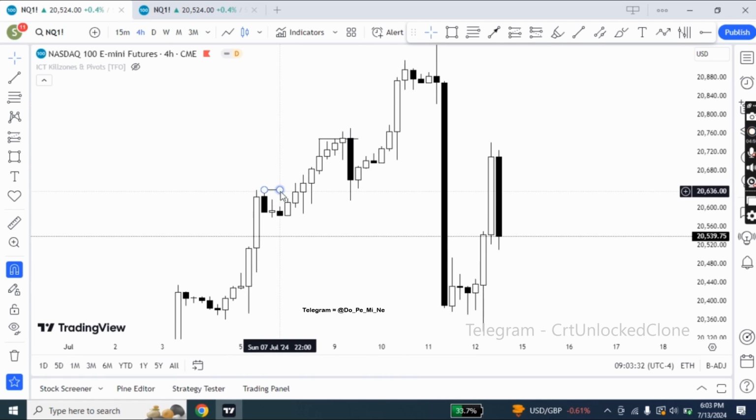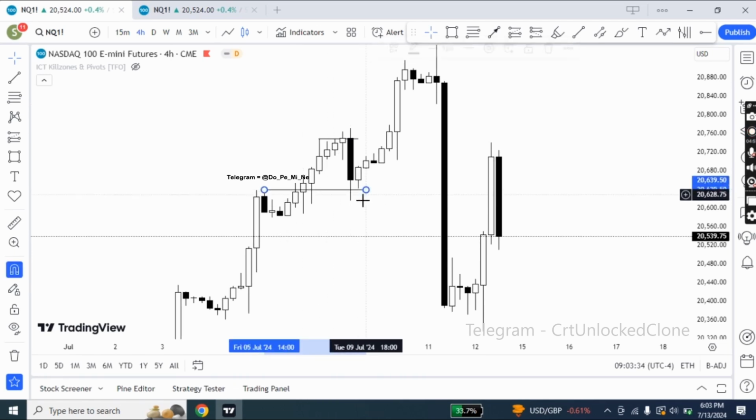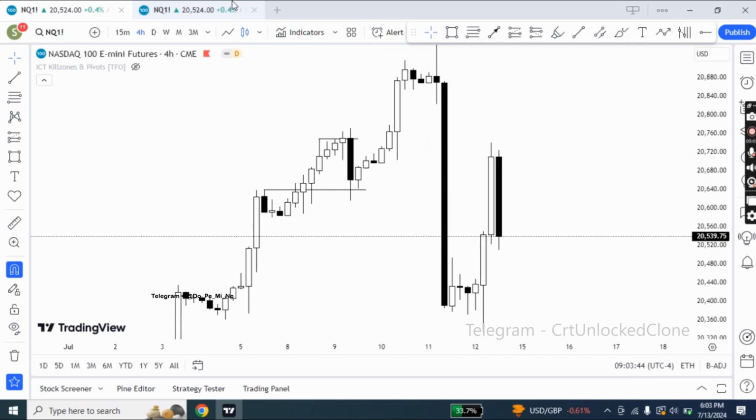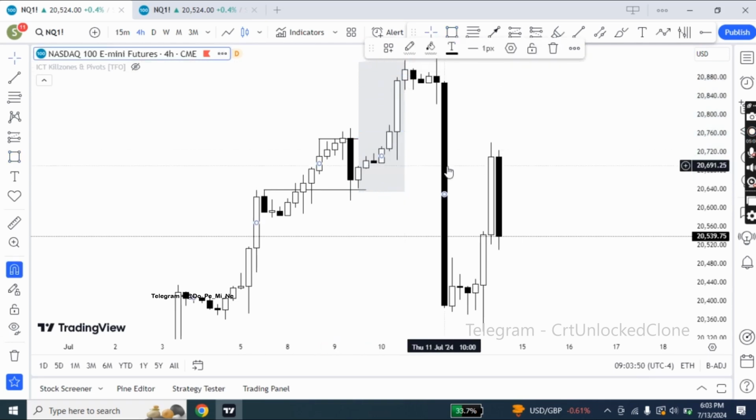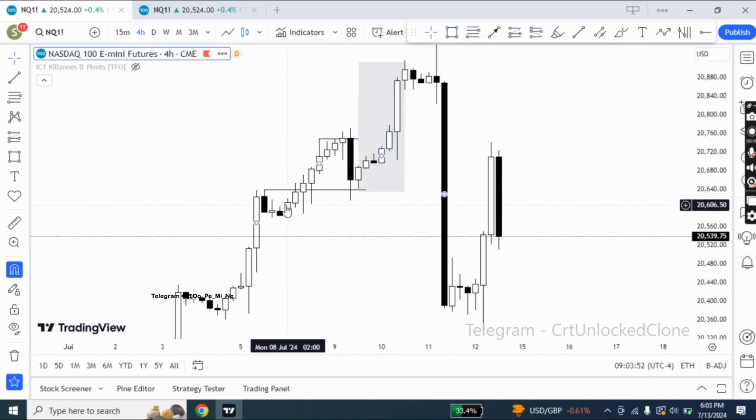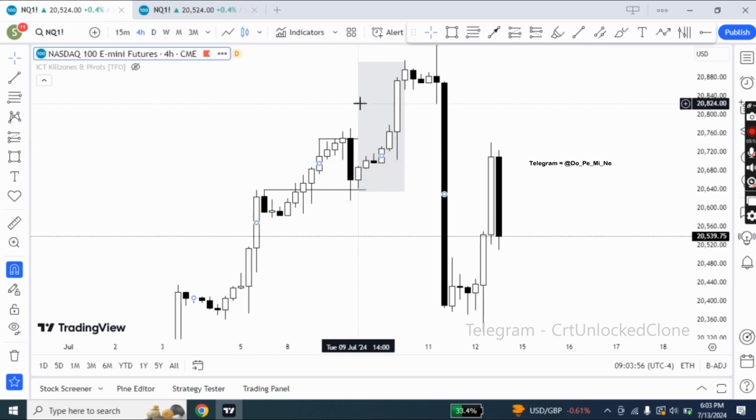With this retracement, my drawn liquidity was this key level right here. I'll tell you in a minute why I consider this candle a key level, but you can see that after we tested this key level, the retracement profile ended, and we then had another expansion higher and made another high. So we started with a ranging profile, then an expansion, a retracement, and then another expansion.